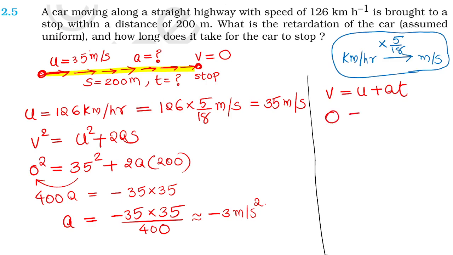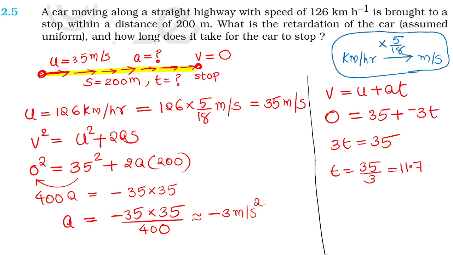V equal to 0, the final velocity. U equal to 35. A equal to minus 3. Into T, the traveling time. So 3T equal to 35. T equal to 35 by 3. You will get approximately 11.7 seconds. 11.7 seconds. Okay.